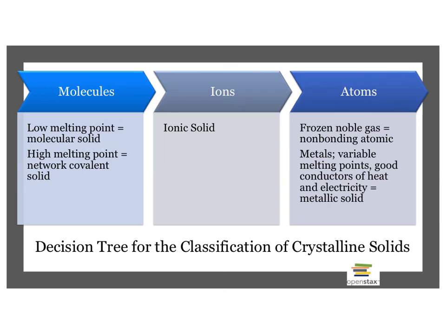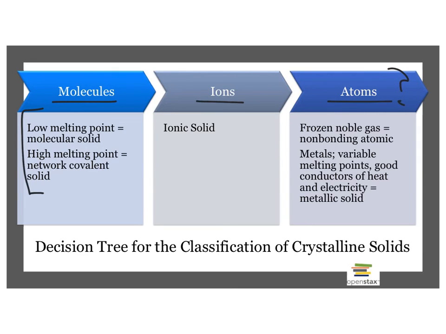To summarize, when classifying crystalline solids, the first question you need to ask is this solid made of molecules, ions, or atoms? I'd like to offer up this decision tree to help you characterize the crystalline solids. If the solid looks like it is made of a molecule, it could be a molecular solid or a network covalent solid. How do you tell the difference? It's all in the melting point.